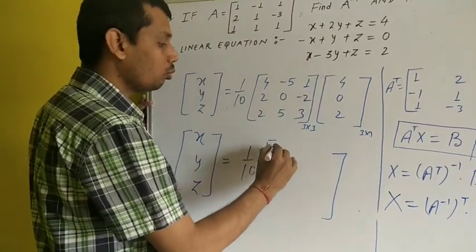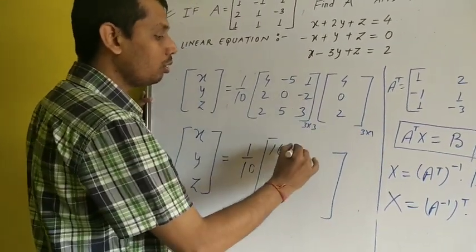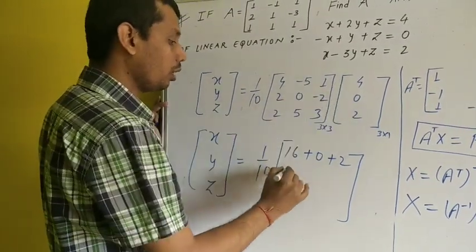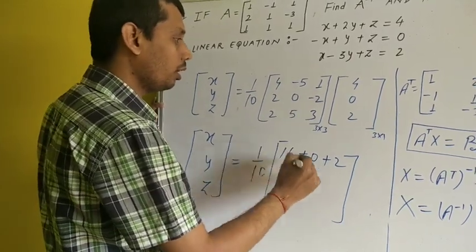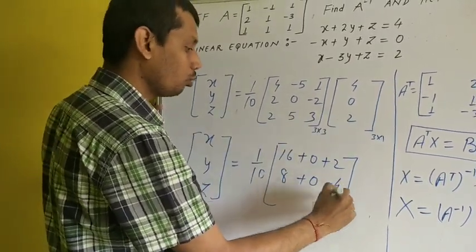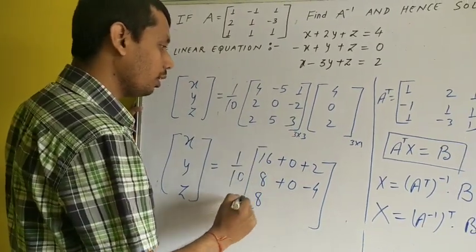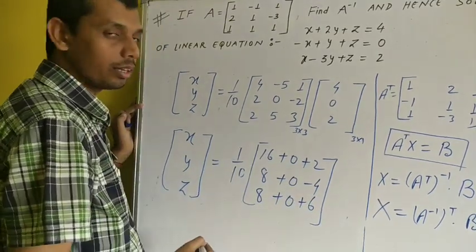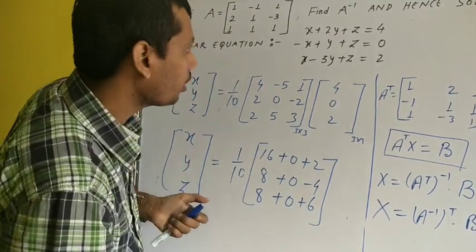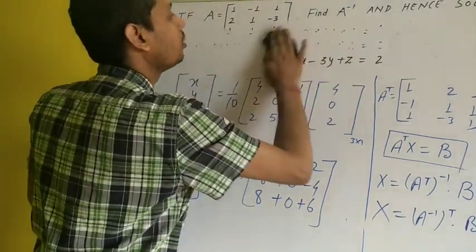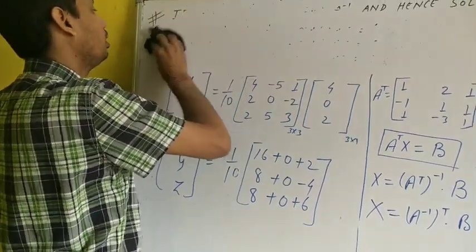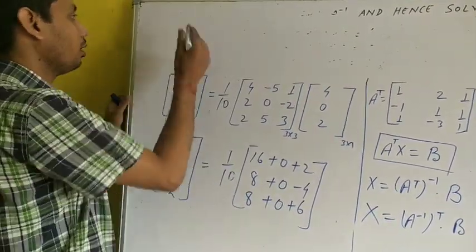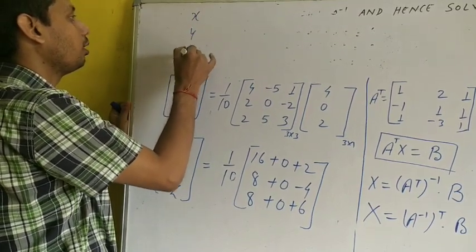How do we determine the product? 4 into 4 is 16, minus 5 into 0 is 0, and 1 into 2 is 2. Now 2 into 4 is 8, 0, next minus 2 into 2 is minus 4. Now 2 into 4 is 8, 5 into 0 is 0, and 3 into 2 is 6. So let us simplify this X, Y, Z and write it here.